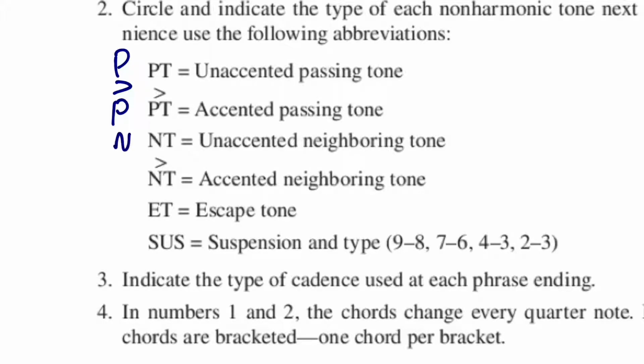You can just write N for neighbor, or accented neighbor tone. ET for escape tone, or for ET phone home, either way. Sus for suspension. And for suspension, again, it wants you to tell what type of suspension. And this is the distance. This is the suspended note right here. And this is where it resolves to. Okay, so again, this is the sus, a 7th, which is a dissonant, and then resolution here is a 6.